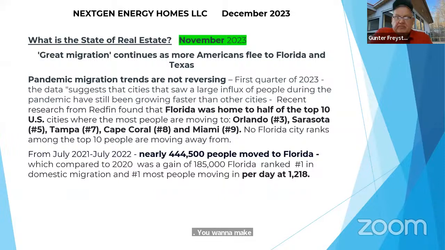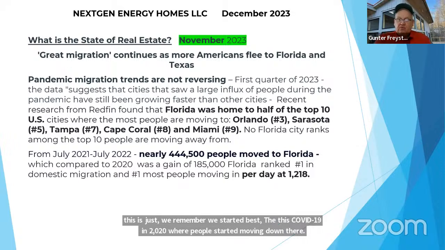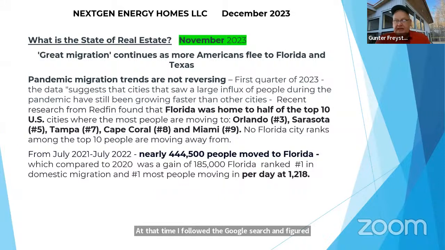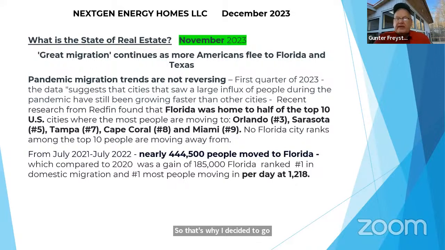Want to just share with you the state of the economy, basically the state of real estate we're in, on the southwest coast of Florida. We started with COVID-19 in 2020, where people started moving down there. At that time, I followed the Google search and figured out, man, a lot of people moving to Central Florida and the West Coast. So that's why I decided to go over there and start working. And even today, it's not just a pandemic where the migration trends started. They started earlier, but more so the last 2 years, actually.